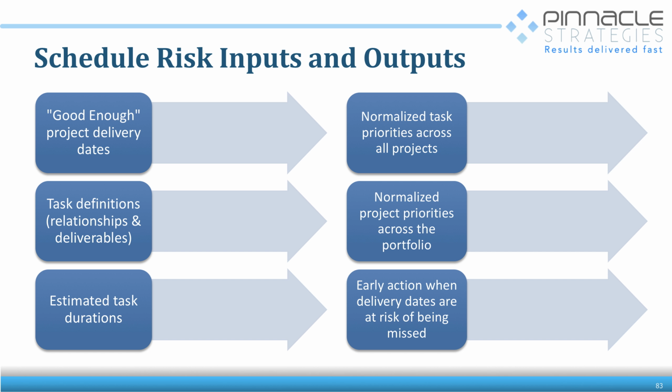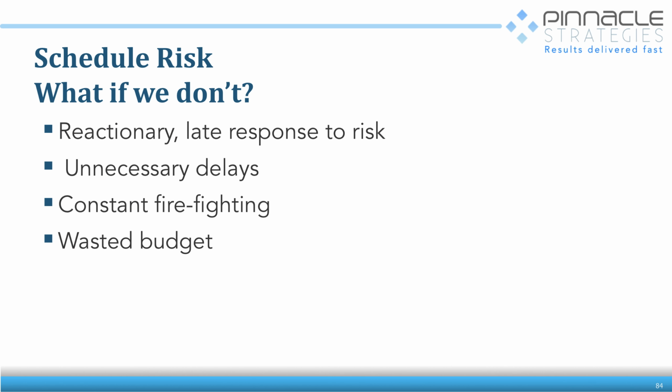So the normalization of project priorities across task priorities, normalizing project priorities, and creating early action on the delivery dates at risk is a new concept, because we're going to be asking people not to react when the project is late, but when we think that the project could be late if we don't act. So we're changing the trigger for behavior.